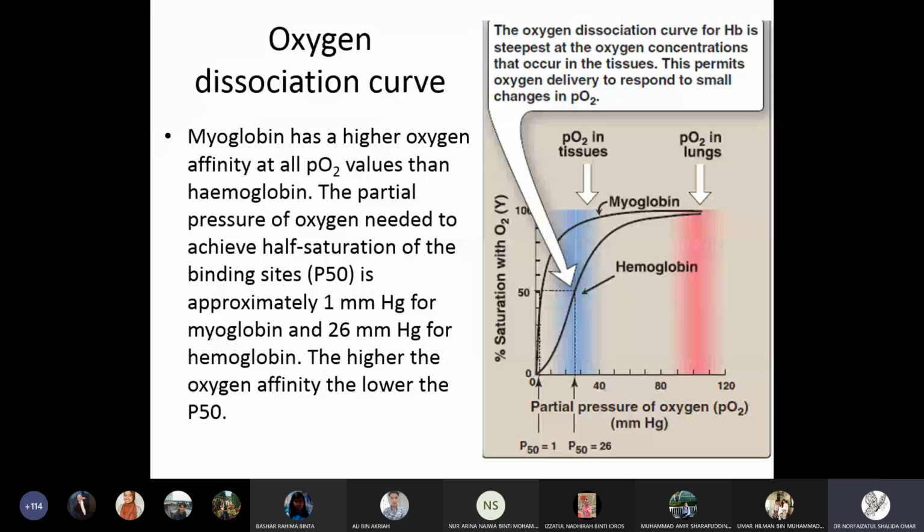Okay. Thank you. On the oxygen dissociation curve, you can see here this is myoglobin, and here you have hemoglobin. Hemoglobin is sigmoidal, and myoglobin is hyperbolic.